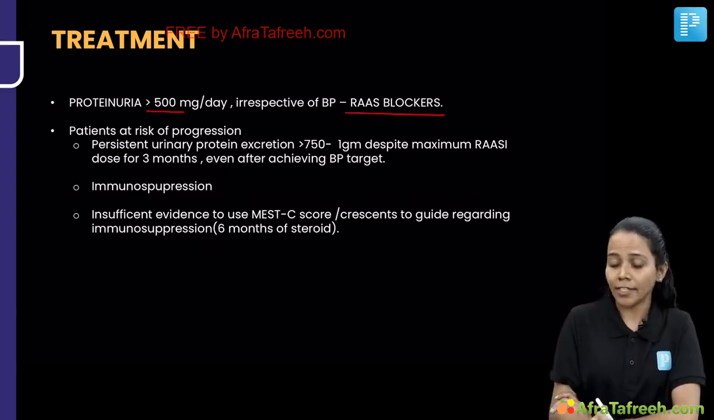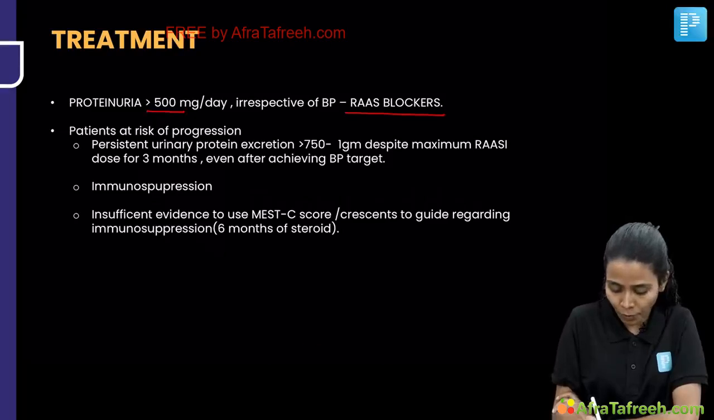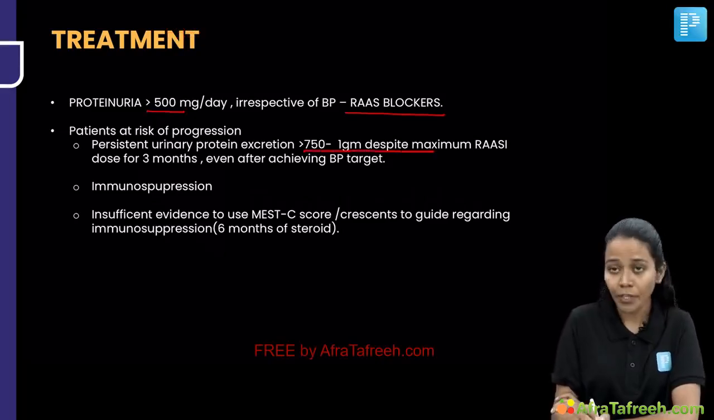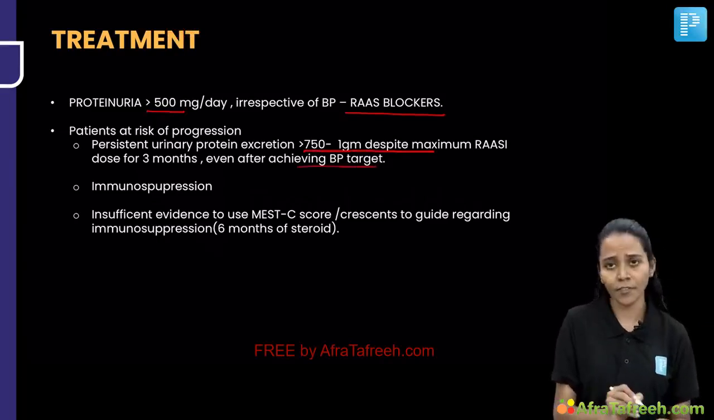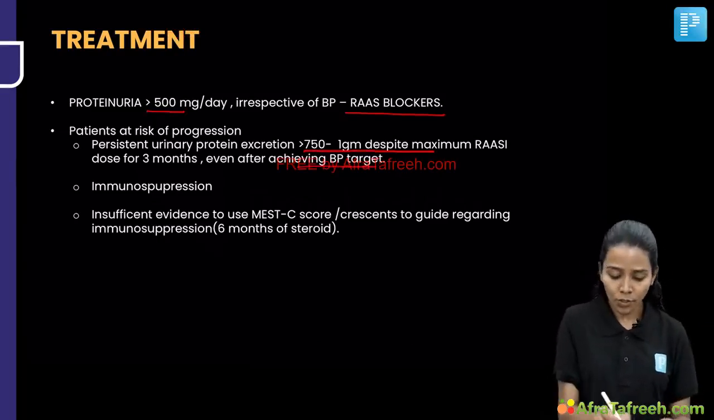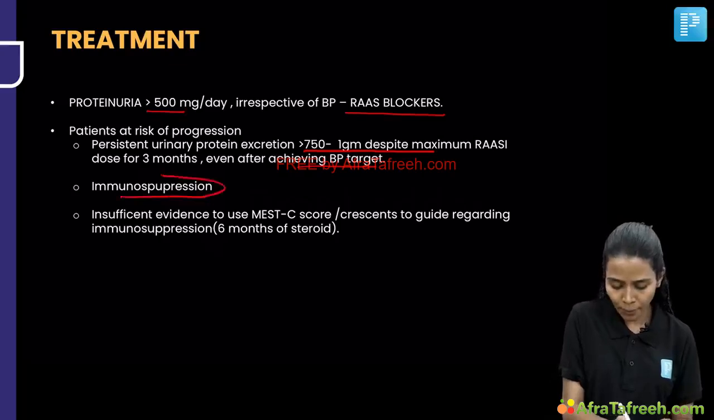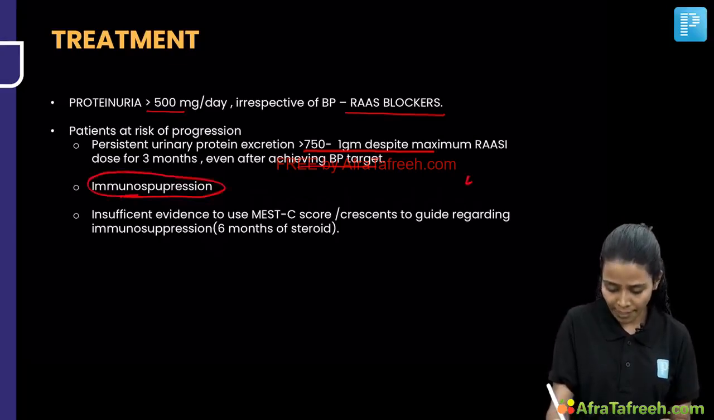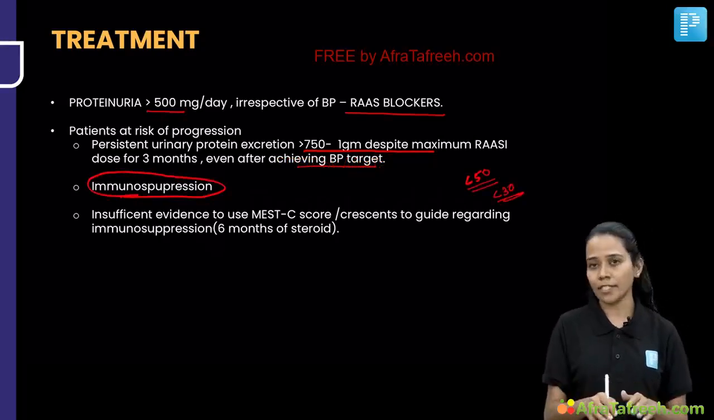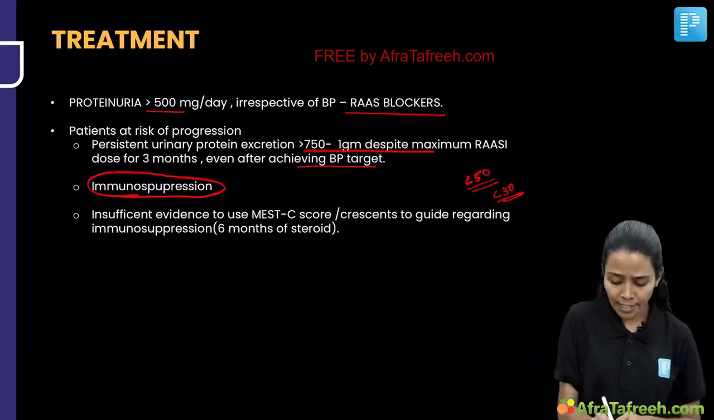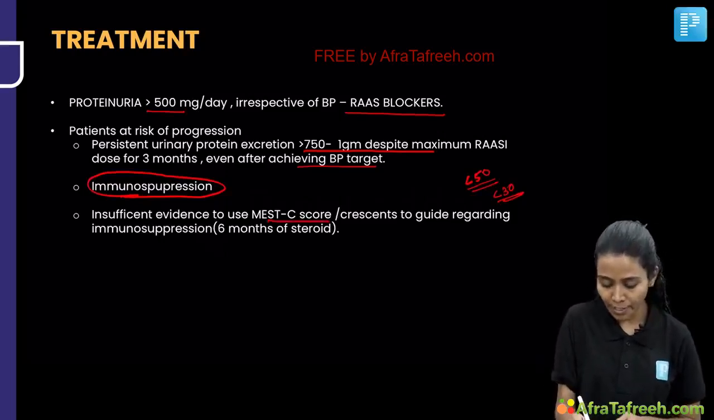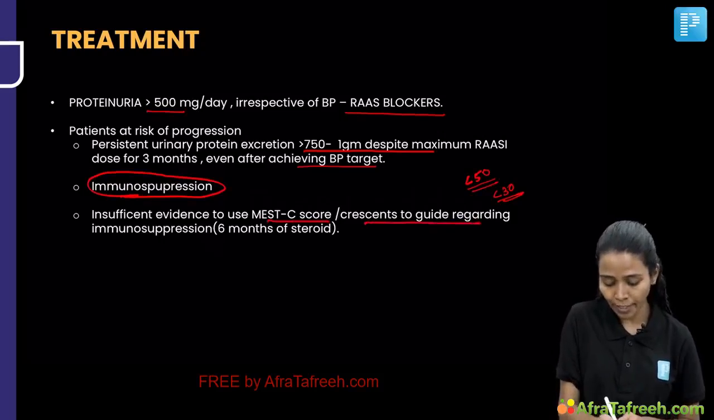Which are the patients at risk of progression? That is, if proteinuria is more than 750 mg to 1 gram, despite maximum supportive therapy, even after achieving BP target, like we discussed. So, these are the patients who can be considered for immunosuppression. And when GFR is less than 50, especially less than 30, even if this parameter is there, generally we don't consider immunosuppression. There is insufficient evidence to use MEST-C score or crescents to guide immunosuppression.